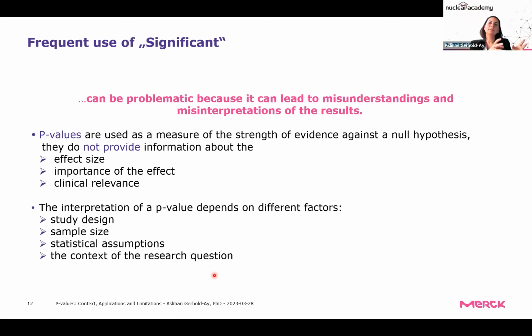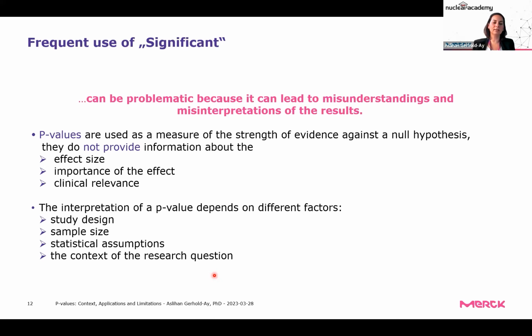But the more problematic point is when we are running, for example, 10 or 20 tests. My observation is that then we do not care anymore about the multiple testing approach, and we are talking about p-values and significance as if we had done only one test. That's my feeling from what I have observed in the last years, during the lots of projects which I have seen, that this is really problematic. Frequent use of the word significant can lead to misunderstanding and also misinterpretation. P-values are used as a measure of strength of evidence against a null hypothesis.